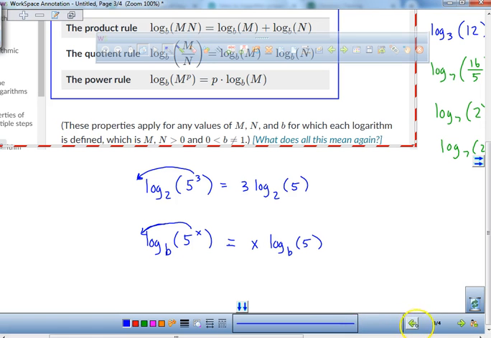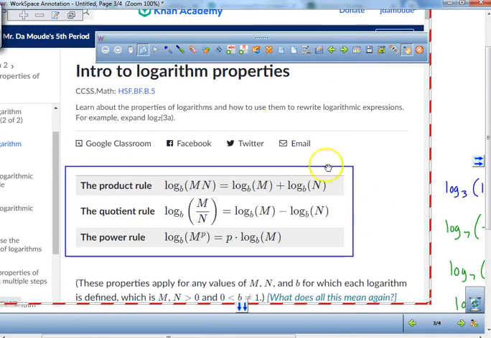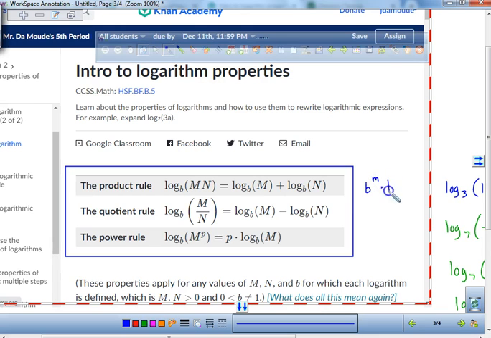Go back real quick to over here. All right, so just remember, the product rule for exponents is if you have b to the power of m times b to the power of n, that's the same as b to the power of m plus n. So that's the product rule for exponents. This is the product rule for logarithms. So you can kind of see how similar they are.